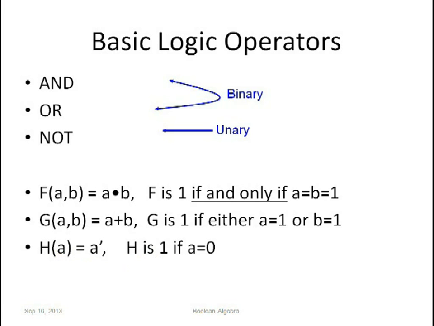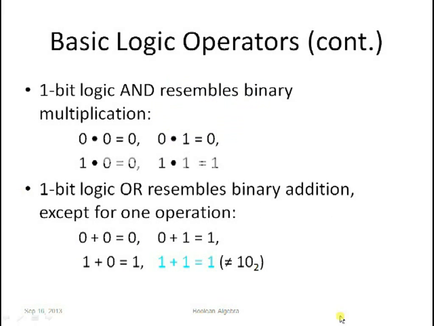Right, now let us see the mathematical comparison between these operators. Okay, so 1-bit logic AND resembles binary multiplication. So here 1-bit logic AND reflects the binary multiplication, where 0 and 0 is 0, 0 and 1 is 0, 1 and 0 is 0, and 1 and 1 is 1. So it exactly reflects the binary multiplication. And if we take logical OR, it exactly represents the binary addition except one particular combination, that is this combination.